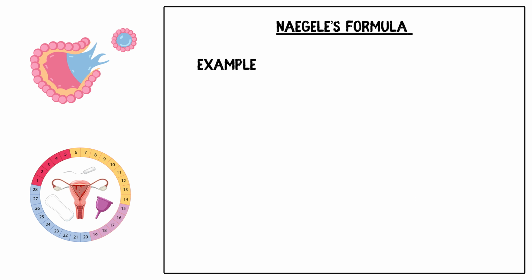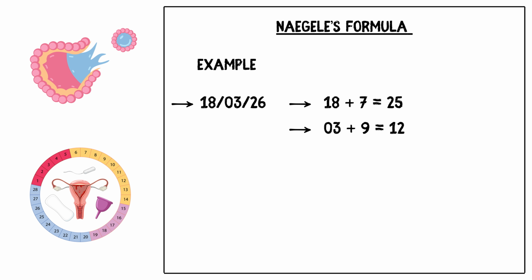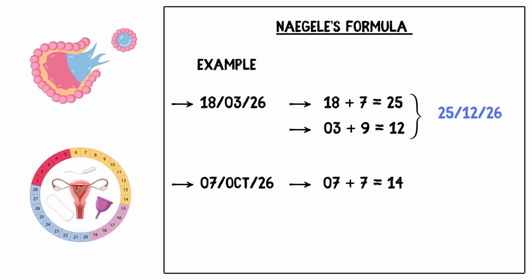Let's do a quick example. If the LMP is March 18th, 2026, adding 7 days makes it 25. Adding 9 months makes it December. So the expected date of delivery will be on the 25th of December, 2026. Let's take another example. If the LMP is the 7th of October, 2026, adding 7 days makes it 14. Adding 9 months makes it July. So the expected date of delivery will be on 14th July 2026.